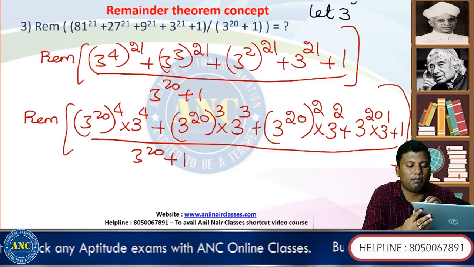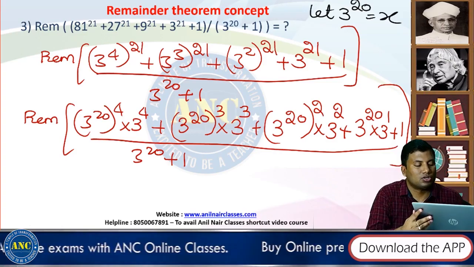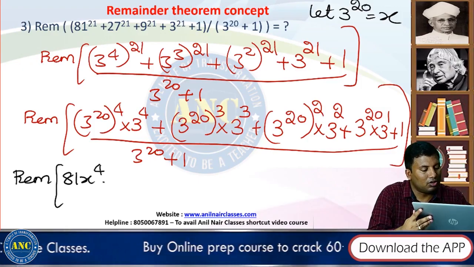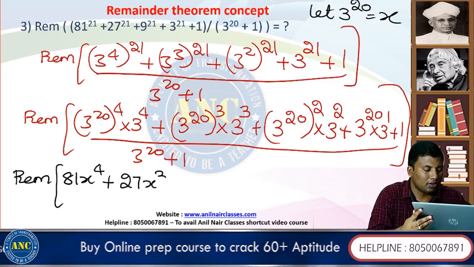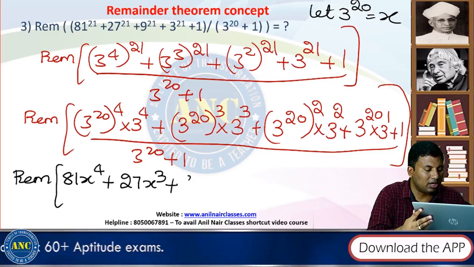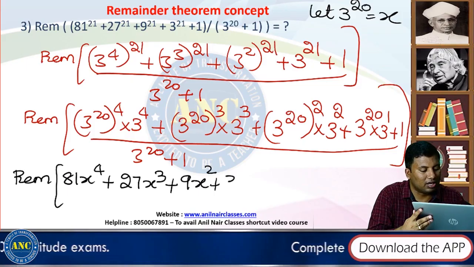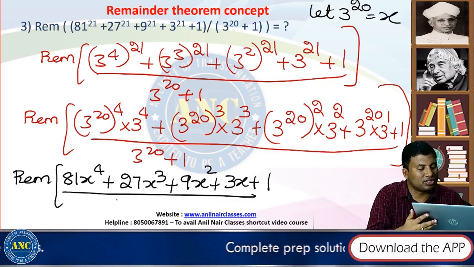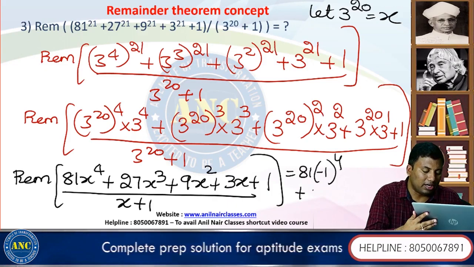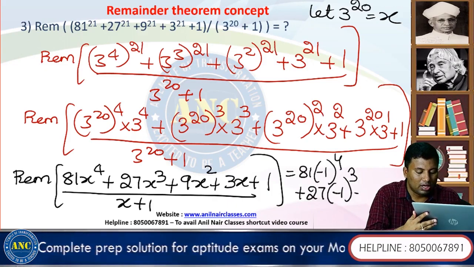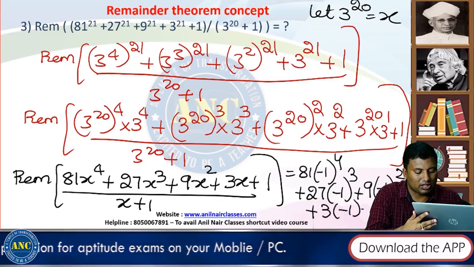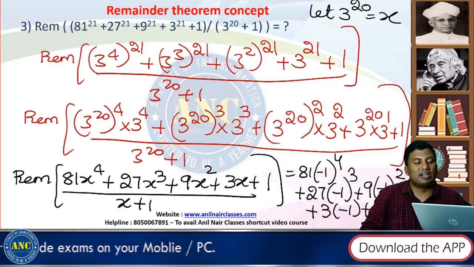Consider, let 3 power 20 equivalent to x. So the entire expression will become 81 x power 4, 27 x cube, 9 x square plus 3x plus 1, divided by x plus 1. Wherever x is there, what do I have to substitute? Minus 1. 81 into minus 1 power 4, 27 into minus 1 whole cube, 9 into minus 1 square, plus 3 into minus 1 plus 1. Whatever answer you get, that itself is the answer.